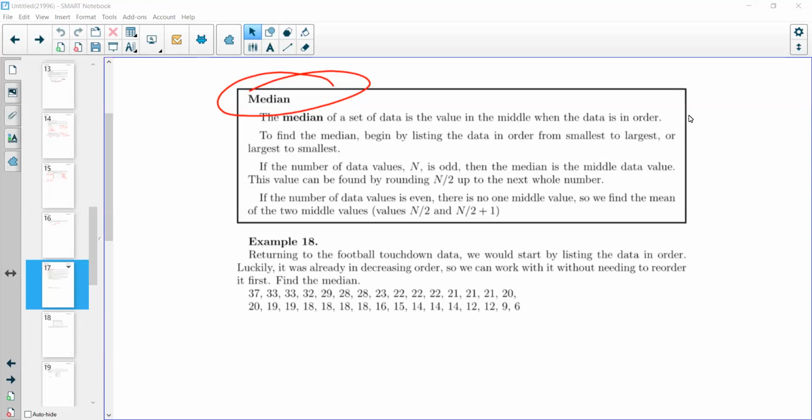If the number of data values is even, there is no middle value. So we find the mean of the two middle values, which would be the values at the position of n divided by 2 and the position of n divided by 2 plus 1. Two values next to each other. So let's do a couple examples of this and see how it works.